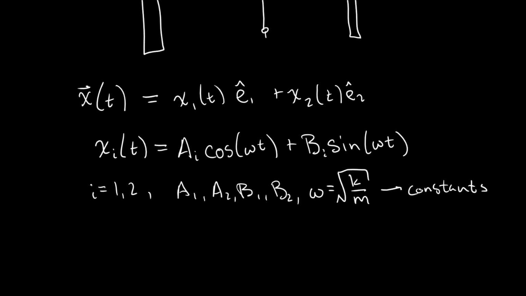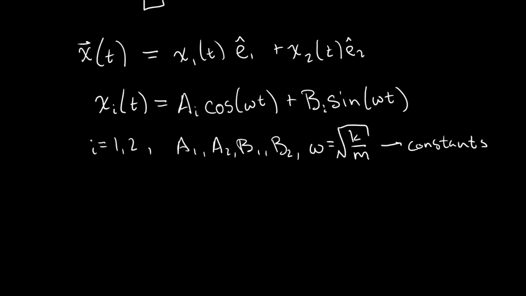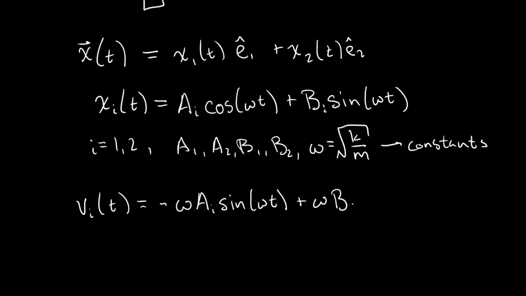The interesting thing that we found was when we wrote down the velocity, v_i of t, we just take a derivative of the position vector, or the components of our position vector, and we find something like minus omega a_i sine omega t plus omega times b_i cosine omega t.